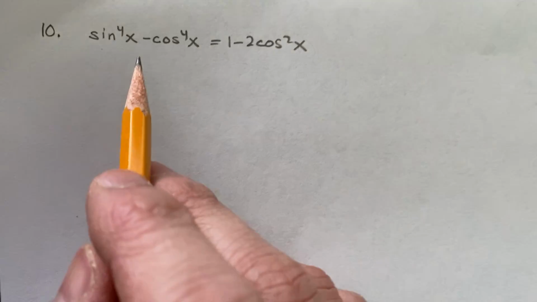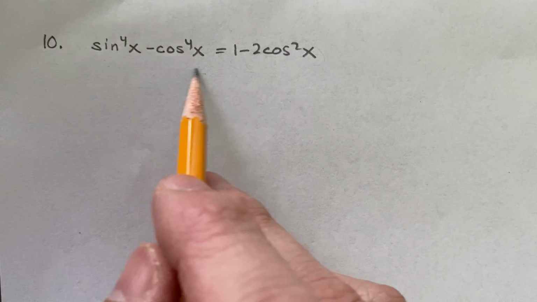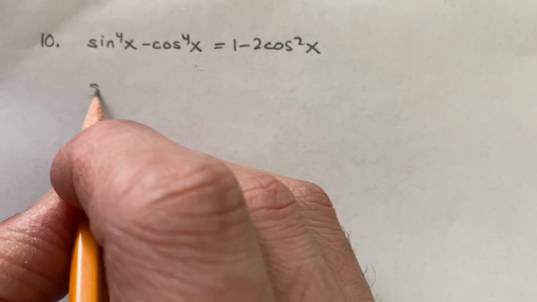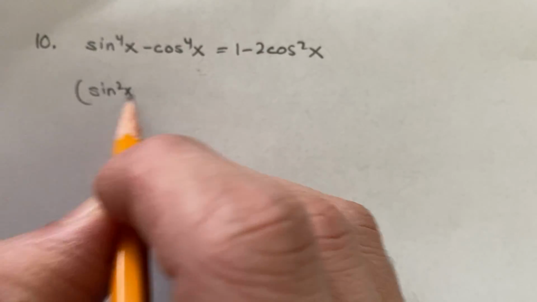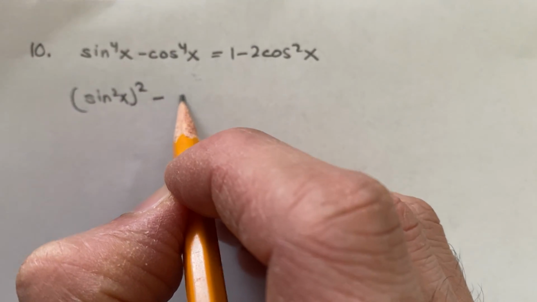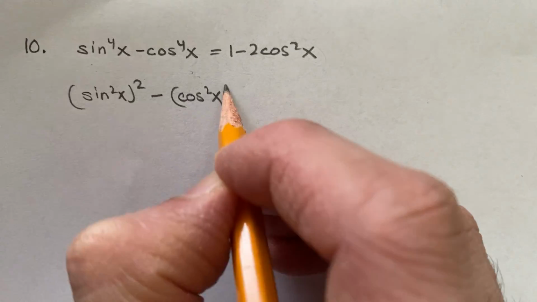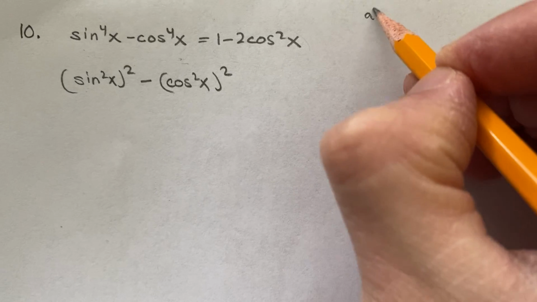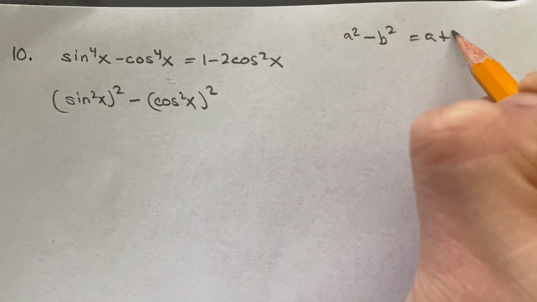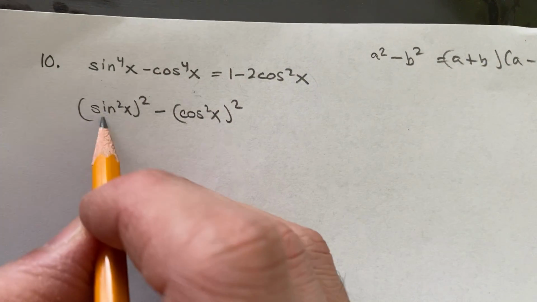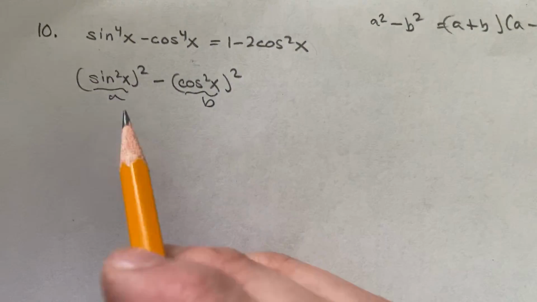So I'm going to manipulate the left-hand side. You have to recognize that this is a perfect square, this is a perfect square. And so I'm going to rewrite sine to the fourth x as sine squared x, quantity squared, and cosine to the fourth x as cosine squared x, quantity squared, right? And again, I just mentioned that a squared minus b squared is a plus b times a minus b, difference of two squares. So if this is your a term, this is your b term, right?